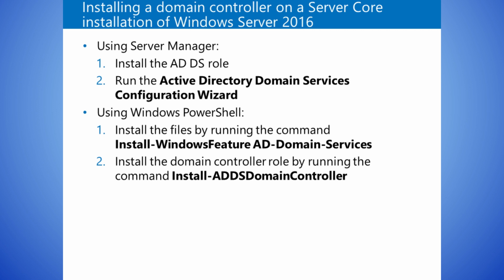To install the ADDS files on the server, you can do one of the following. Use Server Manager to connect remotely to the server running the Server Core installation, and then install the ADDS role as described in the previous topic. Use the Windows PowerShell command Install-WindowsFeature AD-Domain-Services to install the files.